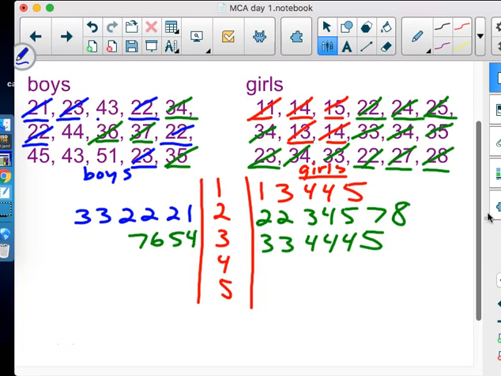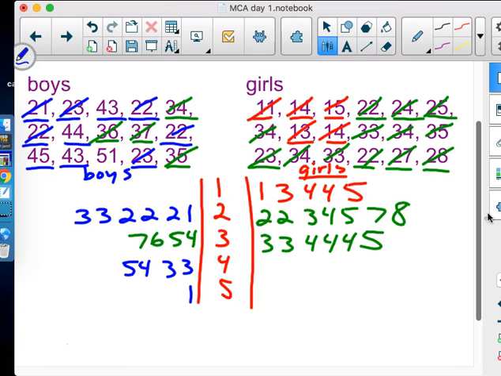Forties. 3, 3, 4, 5. And 51. 1, 2, 3, 4, 5, 6, 7, 8, 9, 10, 11, 12, 13, 14, 15. 1, 2, 3, 4, 5, 6, 7, 8, 9, 10, 11, 12, 13, 14, 15.